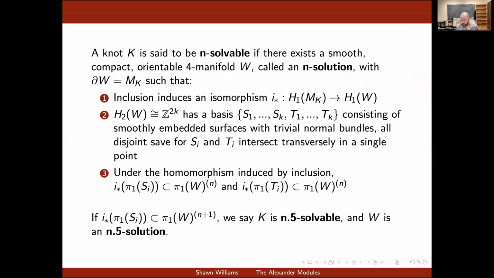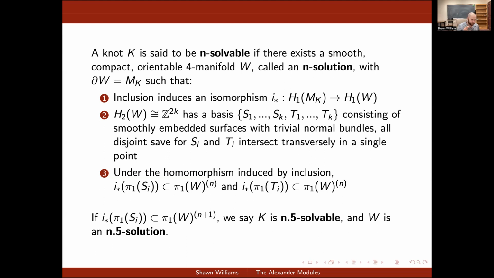So first, inclusion induces an isomorphism from the homology of the zero surgery to the homology of W. This is going to give us that the first homology of our n-solution is Z, because the first homology of the zero surgery is also Z. Second, its second homology is very nice. It's a free abelian group of even rank with a basis generated by smoothly embedded surfaces that interact with each other very nicely. And three, the fundamental groups of these surfaces under inclusion all lie in the nth derived subgroup of the fundamental group of our n-solution. This is where the n comes from in n-solution.